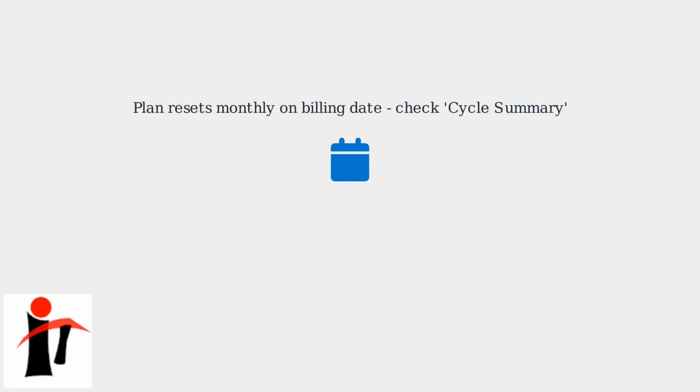roaming or hotspot data. You can also check your usage by texting usage to 6111. Remember that your plan resets monthly on your billing date, which you can find under Cycle Summary in the app. This visibility helps you avoid exceeding your data limits and incurring extra charges.